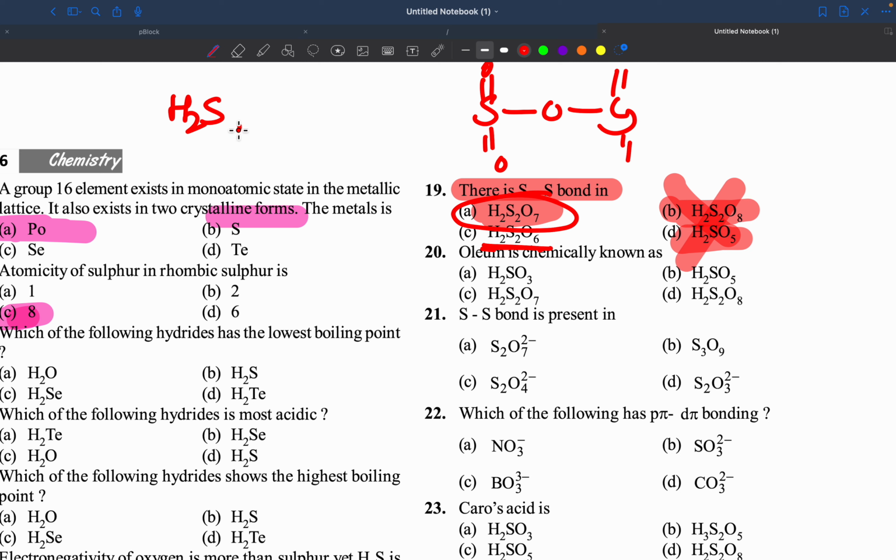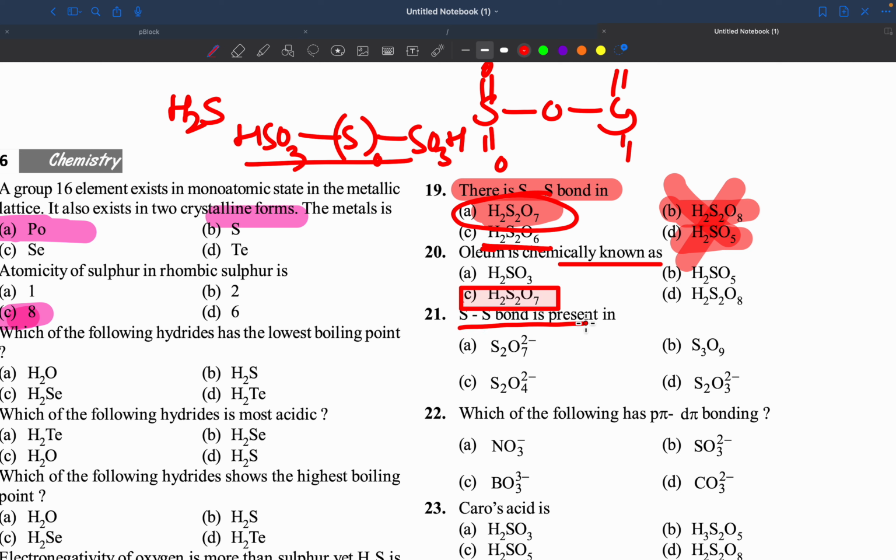H2S2O3. So two HSO3 units, one HSO3 unit is connected to another HSO3 unit, right? So there are a total of two sulfurs. So here you have to take the 0 oxidation state. So these kinds of sulfur acids are there. Oleum is chemically known as H2S2O7.